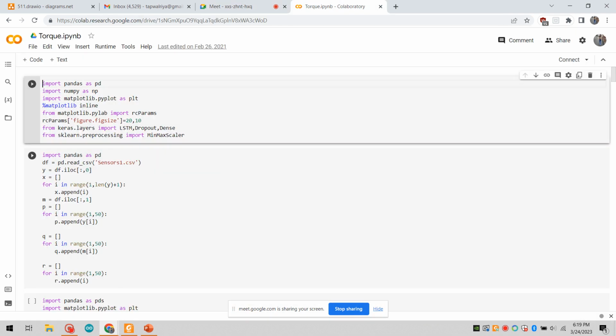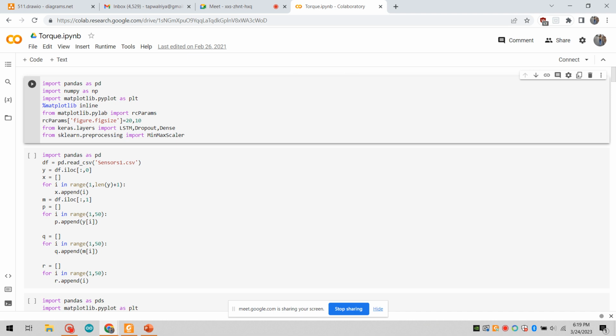So here in this example, first of all I have imported some libraries, for example pandas, numpy, matplotlib, because I need these libraries later in my program, but here I just want to show you how this plot function can be used.